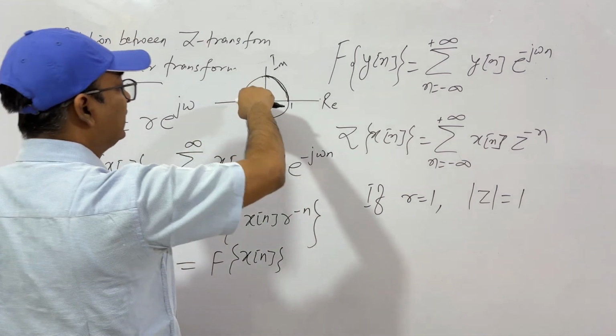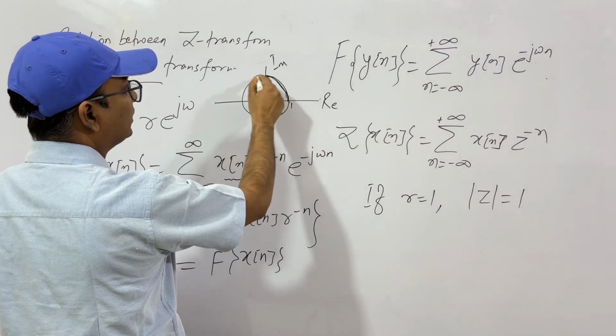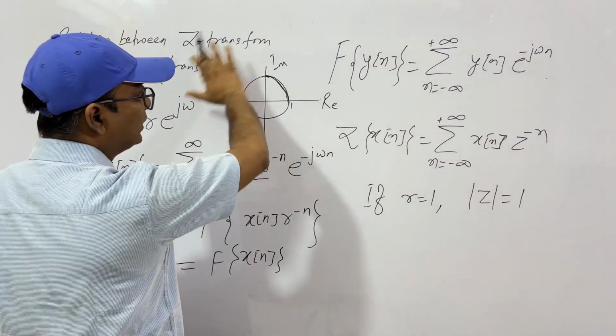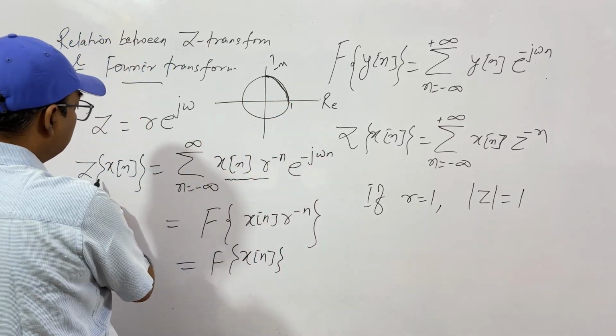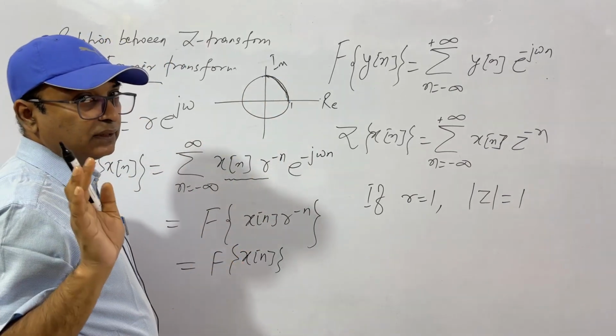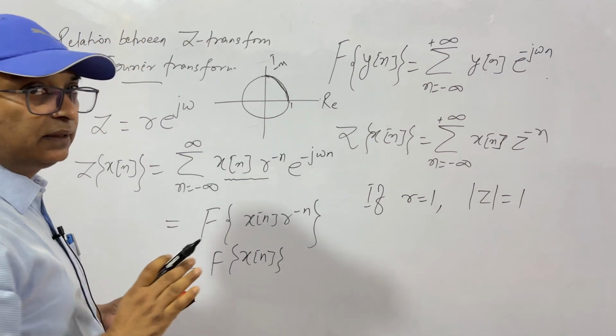To understand here, this means at the contour, that is r equal to 1, this is the contour, that is on the z plane, on the contour of this unit circle, the z transform reduces to the Fourier transform. Okay, this is the conceptual part. I think this is clear.